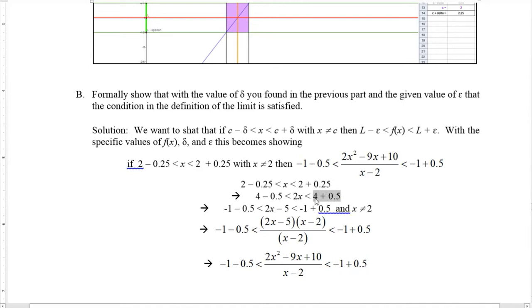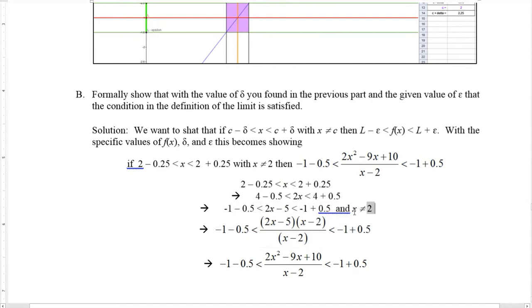There we go. And now we need to subtract 5 from the middle to get it to be 2x minus 5. But if we do that, we have to subtract 5 from each part here. When you subtract 5 from this, we're doing 4 minus 5 is -1. Still have our -0.5. Here we do 4 minus 5 is -1 as well. So now we're at this point right here.